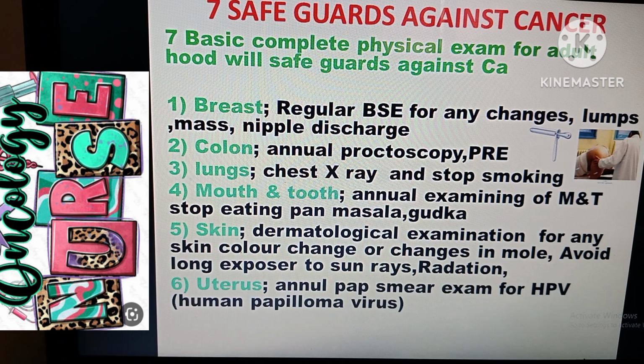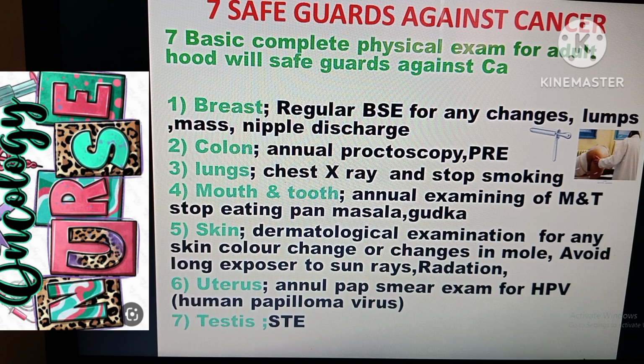Sixth one is the uterus. Annual pap smear exam for human papilloma virus is the best. This is after the age of 35. If you go, from the vagina they will take a sample through cotton, and they will send it in order to identify human papilloma virus, because this causes cancer of the cervix and cancer of the uterus.